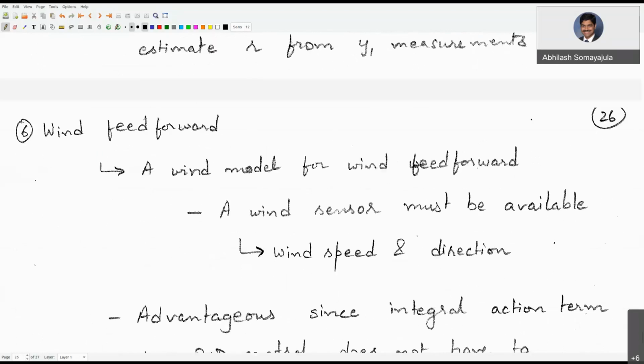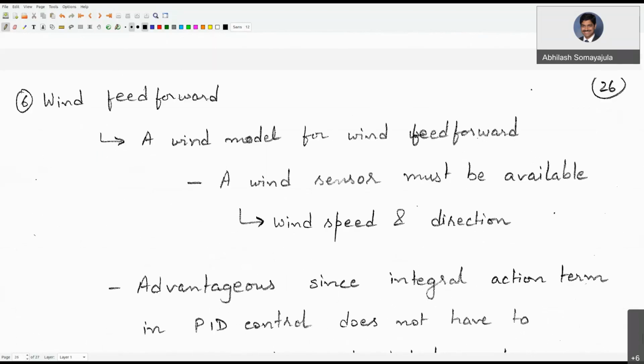Sometimes it is also important or interesting to include what is called the wind feed forward system. What I mean by that is I have a wind sensor available on board the vessel, where I'm measuring the wind speed and the wind direction, and I'm trying to figure out what my control law should be. I'm having this extra term in my control law to compensate for the wind forces.